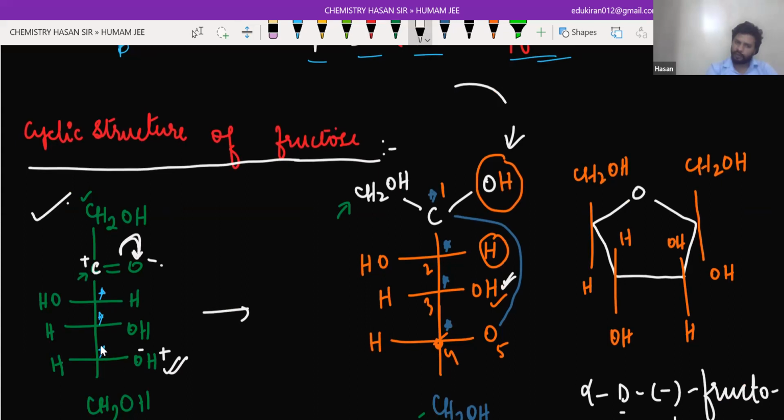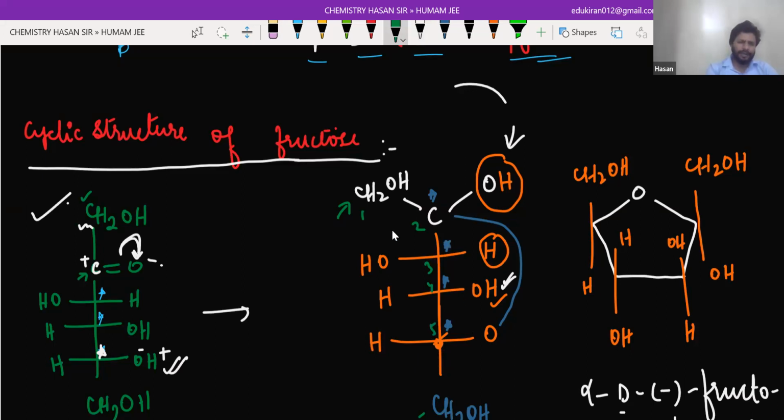So this will be negative, this will be positive. This is your last chiral carbon. So negative, positive, and you can connect this. Now you can see this will be broken and CH2OH moves to the left hand side like this. Okay. Now, if you're going to count the number of carbons, it will be something like this. Wait a minute, I should write like this. This is one, two, three, four, five.